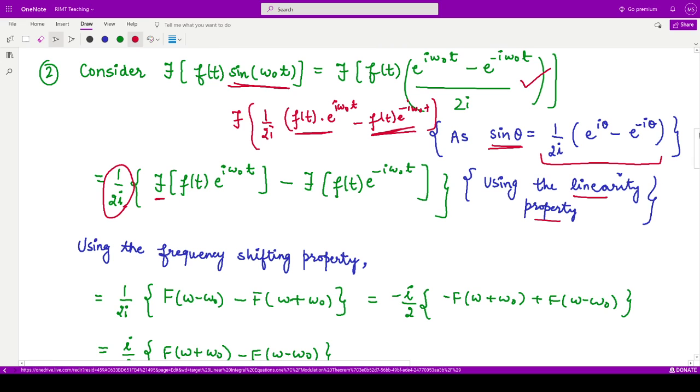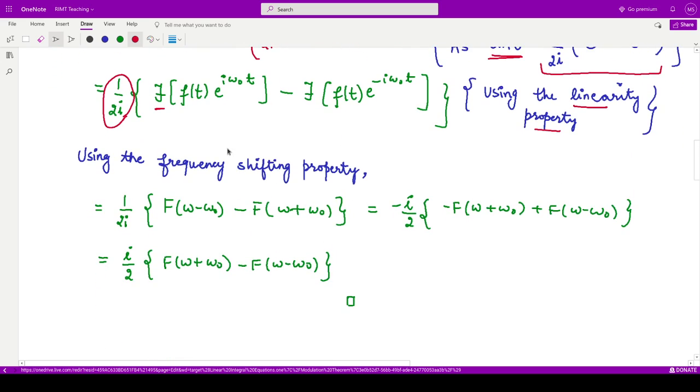So again, using the shifting property, frequency shifting property, if you have e to the power iota omega naught t multiplied by this f of t, so you would have capital F of omega minus omega naught, and in this term you would have omega plus omega naught. So you can shift this iota upside. How? You can multiply by iota, you can divide by iota. So this iota is here, and then in the denominator you have iota square. So iota square, that is minus 1. So minus iota by 2, and this quantity as such.